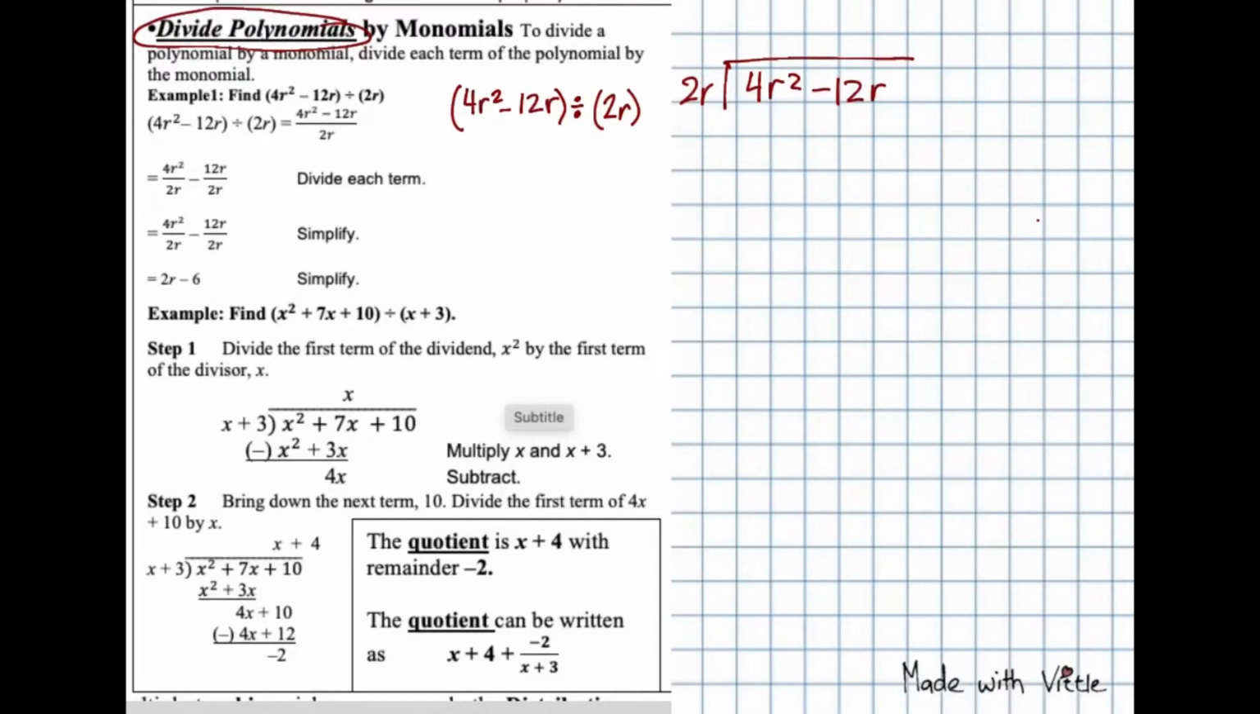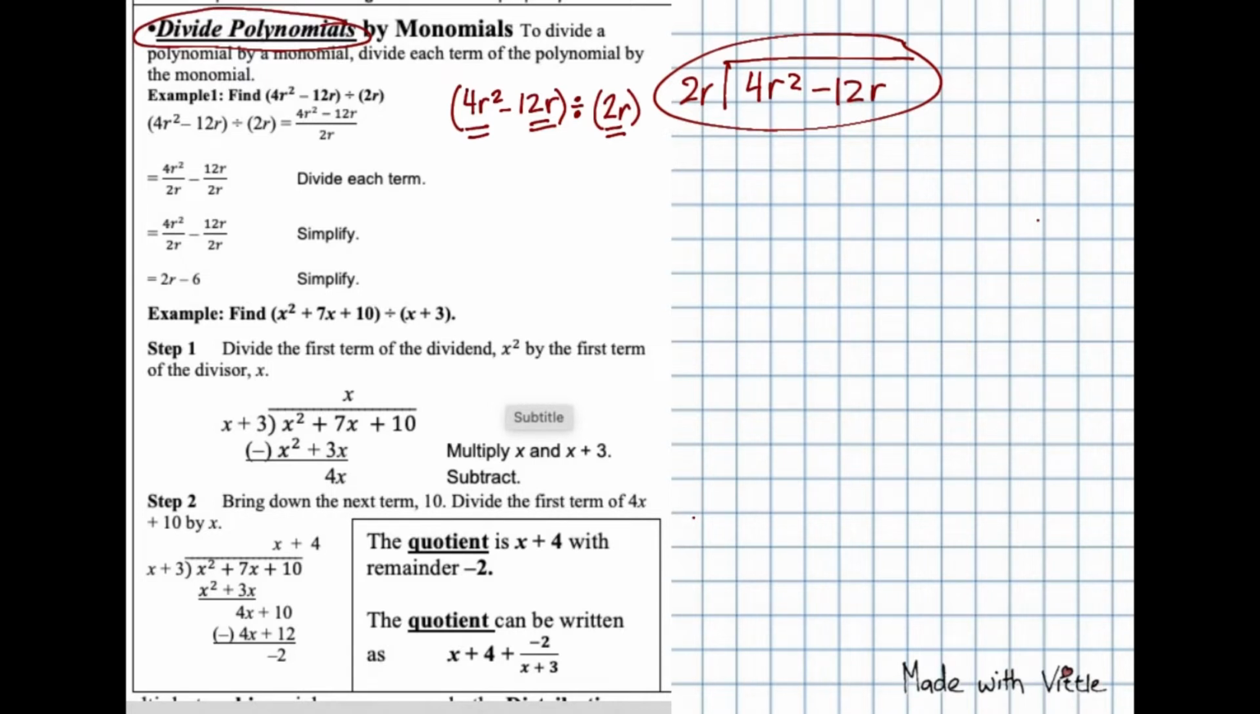Now let's review dividing polynomials by monomials. So we have here the first example, (4r squared minus 12r) divided by 2r. You can go ahead and divide each term by the 2r, or you can do the normal way of dividing numbers. So let's go ahead and show both of them.